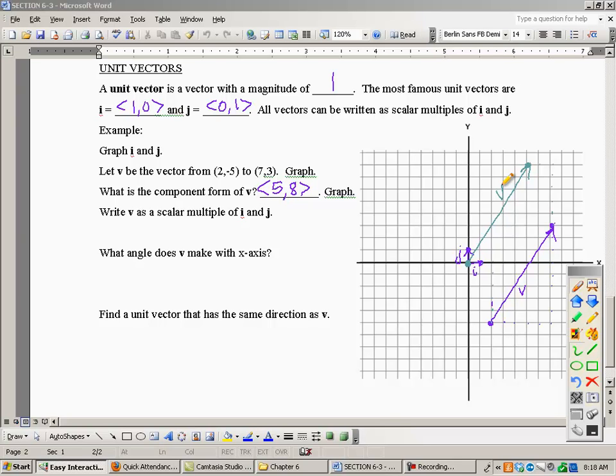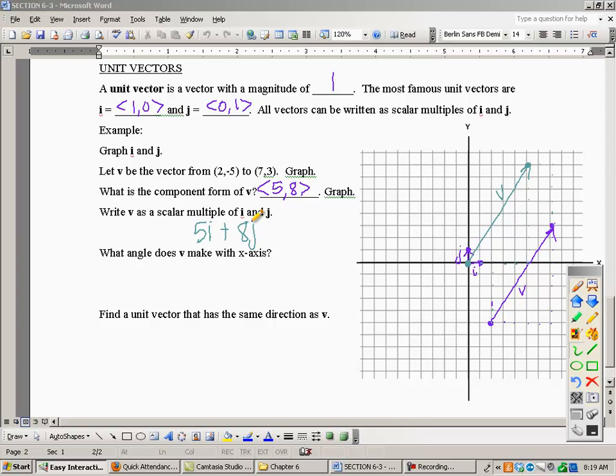We want to write it in terms of i and j. So how many i's do I have to go to the right? Well, I go 1i, 2i, 3i, 4i, 5i, plus how many j's did I have to go up? Well, I had to start here and I went up 1j, 2j, 3j, 4j, 5j, 6j, 7j, 8j.